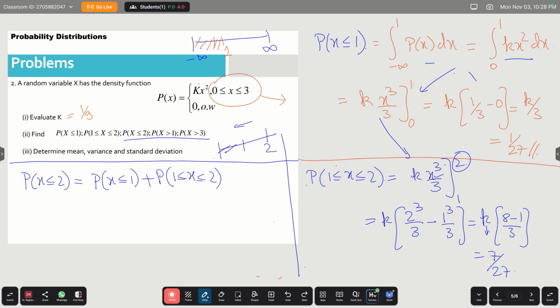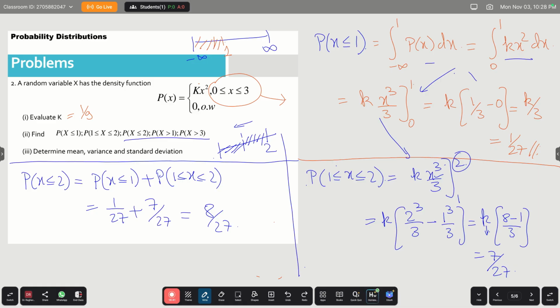Less than or equal to 1, I have already calculated in the first problem. It's 1 by 27, plus 1 to 2, where I also know the probability. So for 1 to 2 the probability is 7 by 27. So 7 plus 1, 8 by 27. Okay, this is one more way, because previously calculated values you can also make use of them.